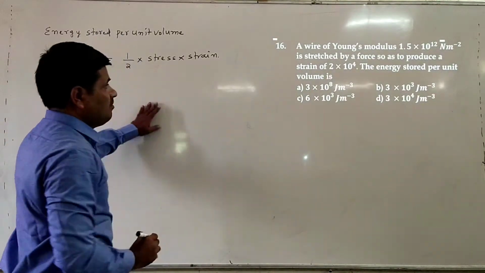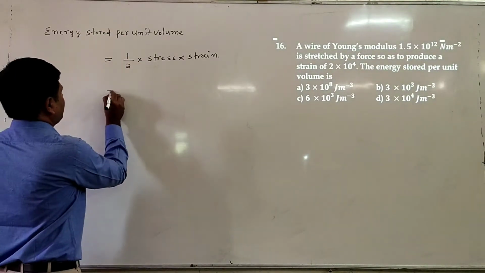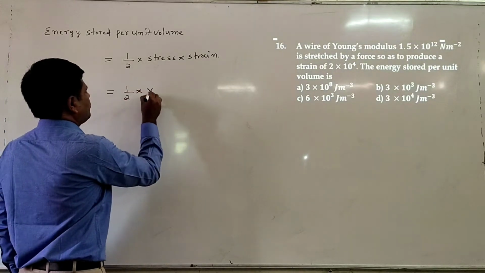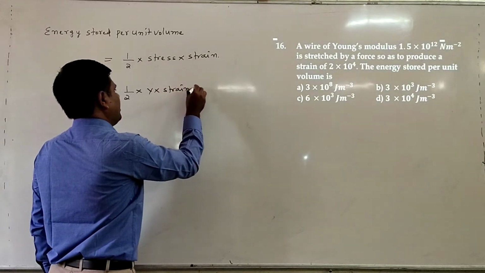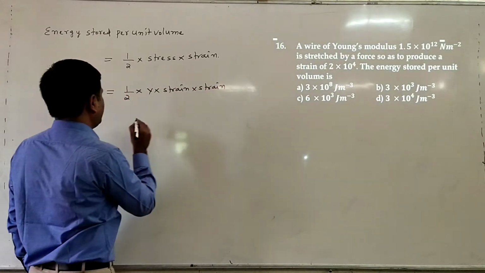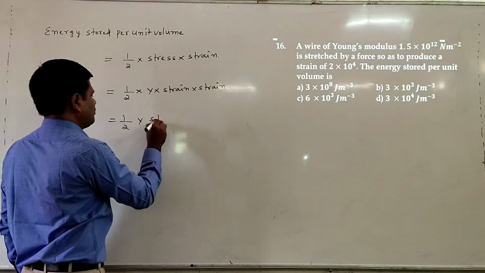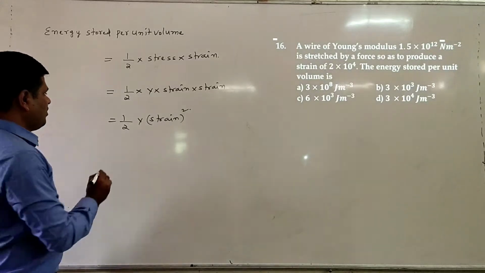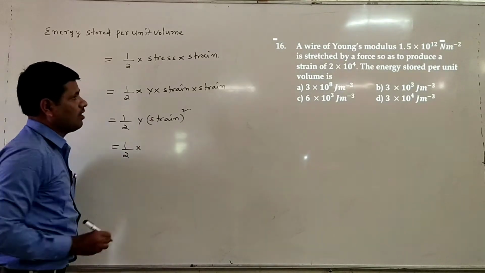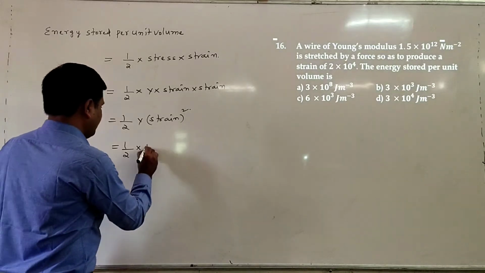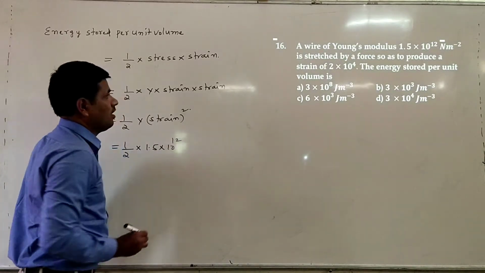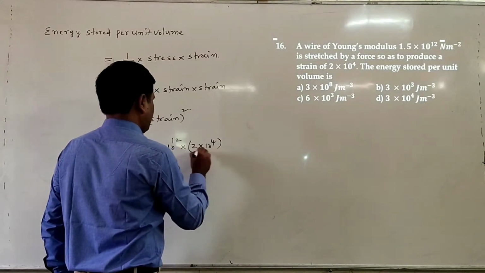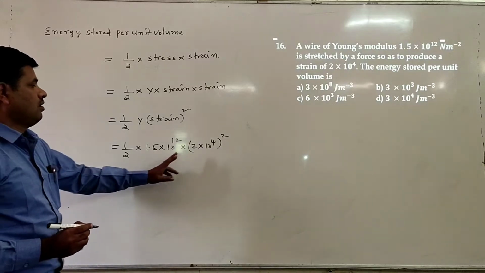That is the formula. But in terms of the strain, what is here? Young modulus is equal to stress by strain. Now stress is equal to Y into strain. Now what are we getting here? Half into Y into strain square. Now energy stored per unit volume means half into Young modulus value, which is given as 1.5 into 10 power of 12. Now strain value is equal to 2 into 10 power of minus 4, whole square.